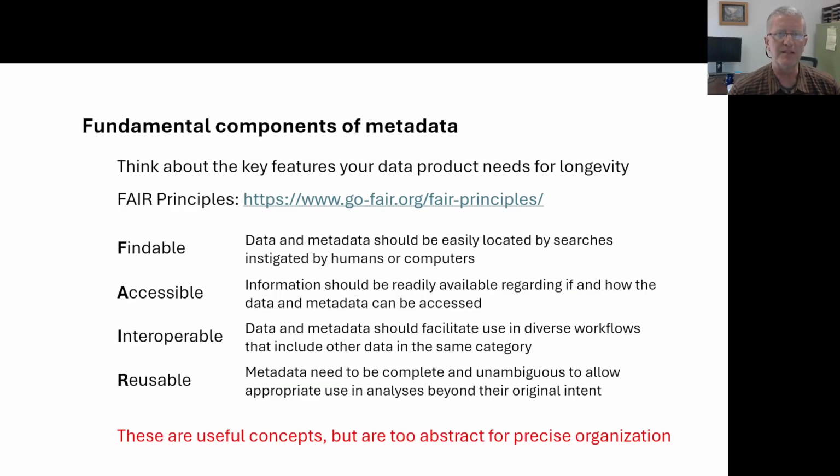While these are useful principles to consider carefully when building data products, they also have a lot of overlap, and they tend to be a little too abstract to define the components of metadata in enough detail to help with strategies for organization. To think about metadata organization, we really need a scheme that dives into a more granular perspective on the components of metadata.